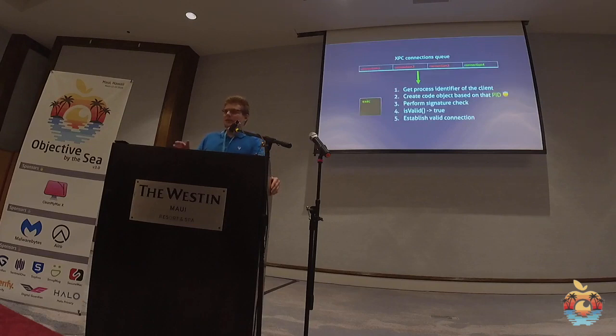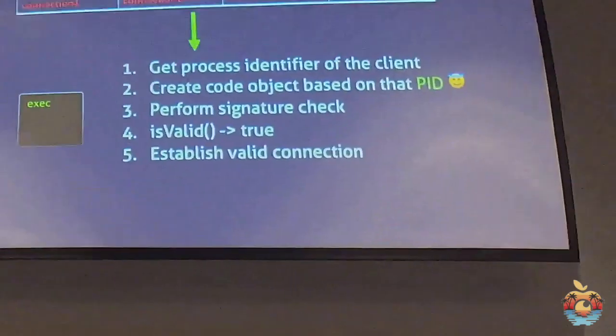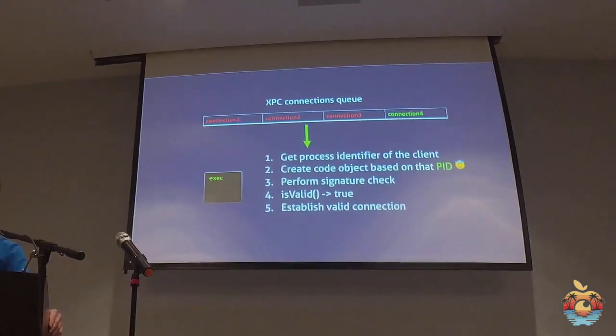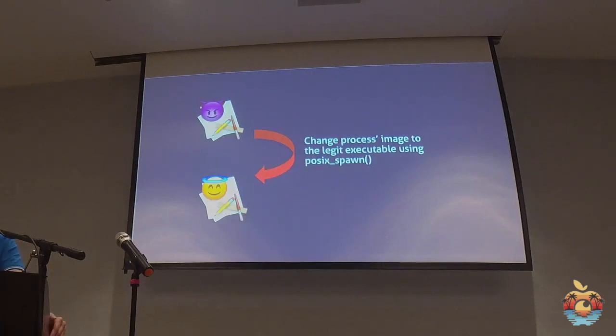And the algorithm now looks as follows. The XPC server pops the connections from the queue with the privileged action request and, of course, performs the general validation on it. But at the same time, the malicious application may do the following trick. It may change the process image to a legit executable using that POSIX function. So we are inside the same process.